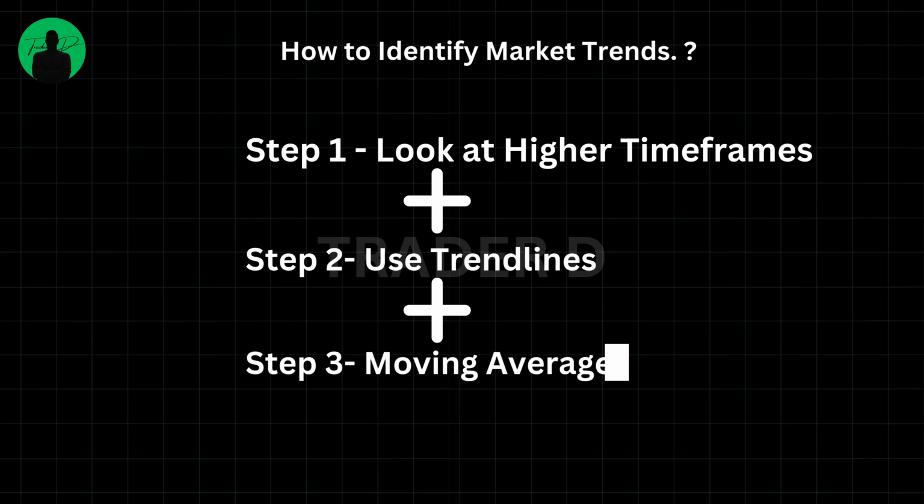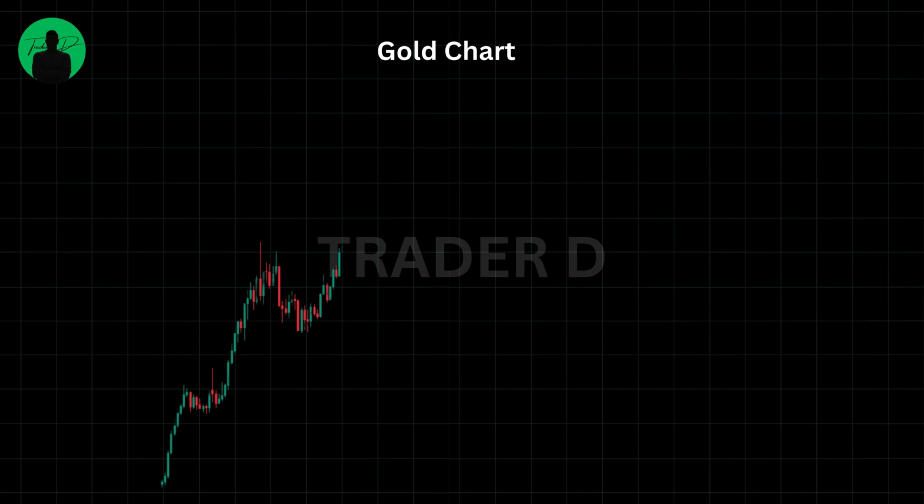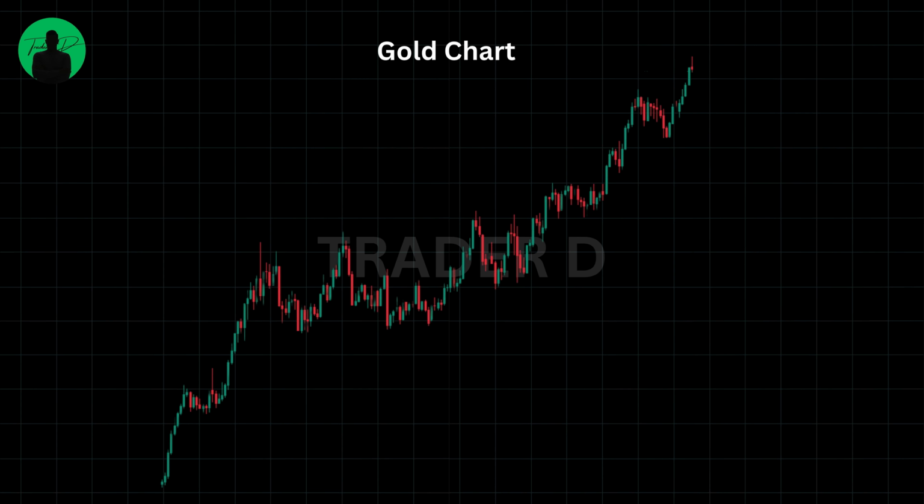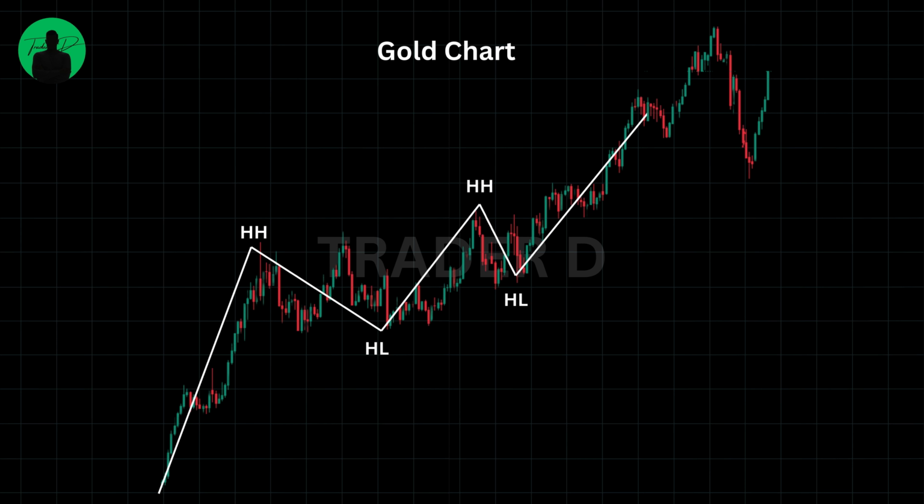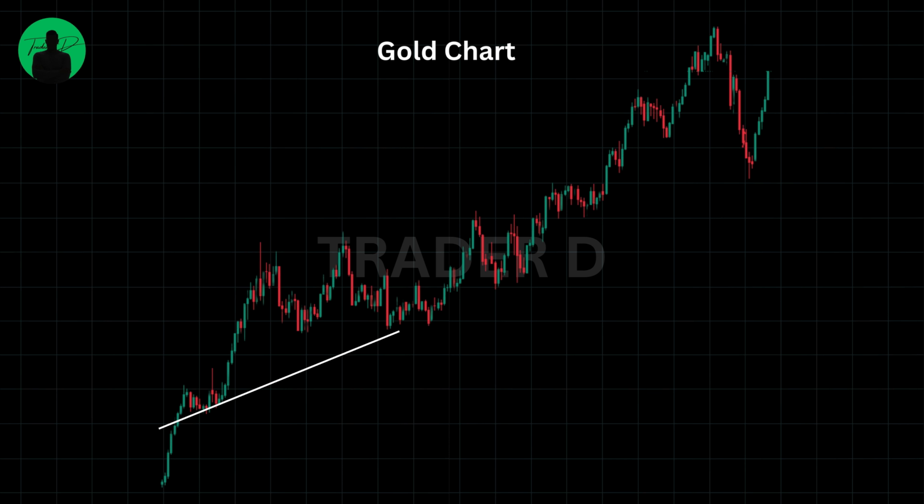Now let's combine these methods to find the market trend of gold, oil, and BTC. This is the daily gold chart, and we're going to analyze its trend. You can clearly see in the chart, there is a consistent pattern of higher highs and higher lows. This signifies an uptrend, where buyers dominate the market. The price action shows strong momentum upward, with bullish candles (green) outnumbering bearish candles (red). This is a classic bullish trend, indicating demand for gold is rising.